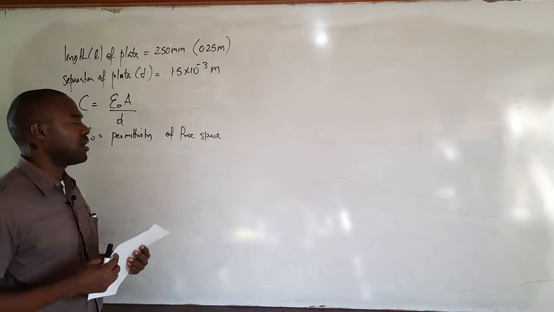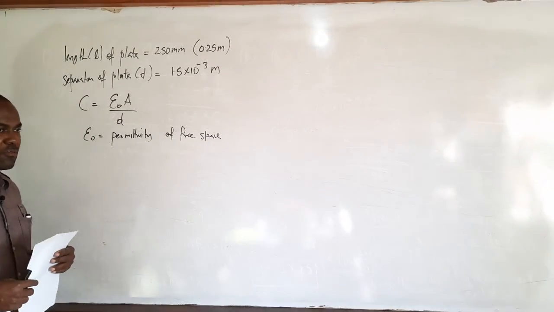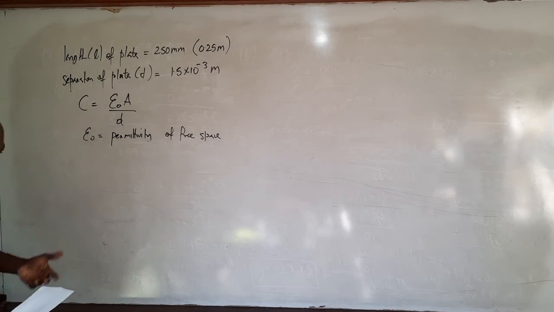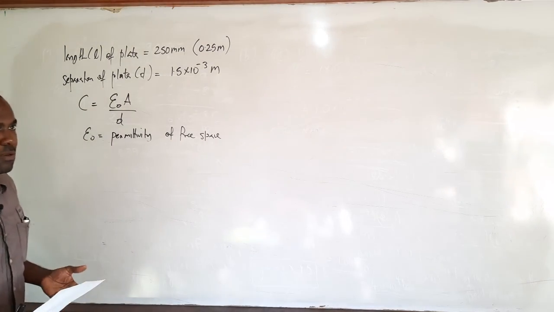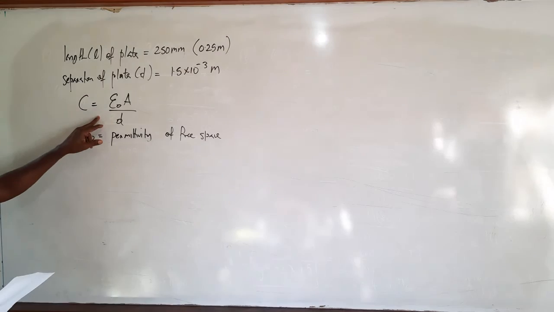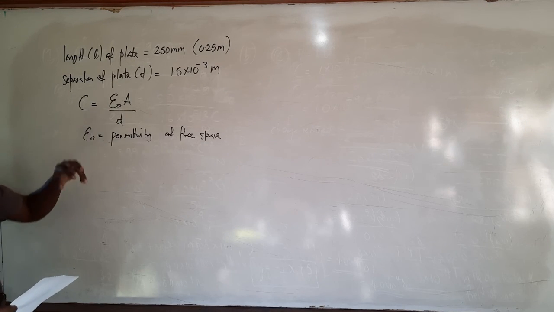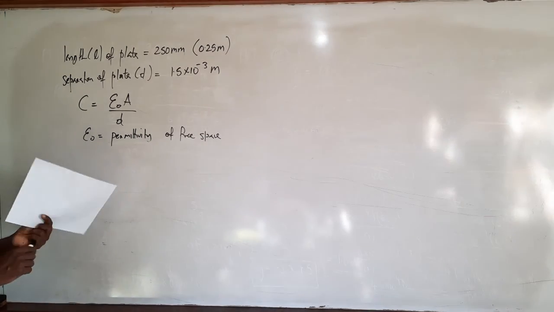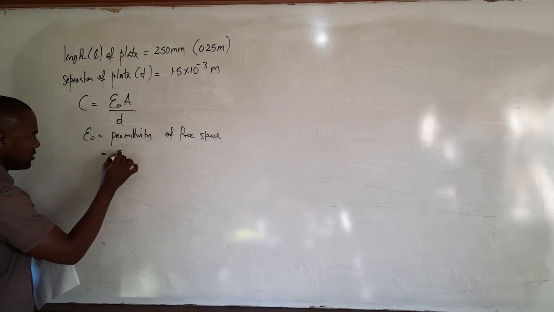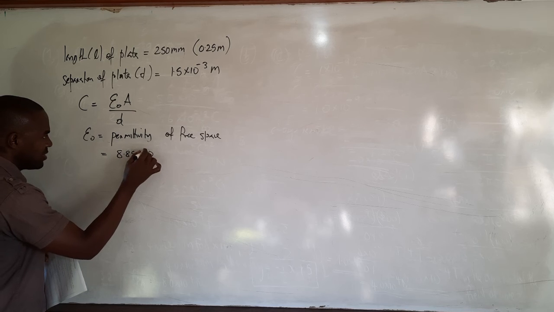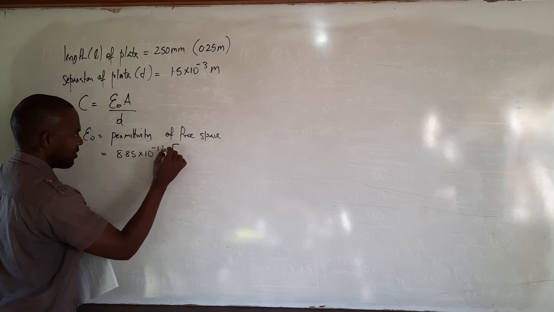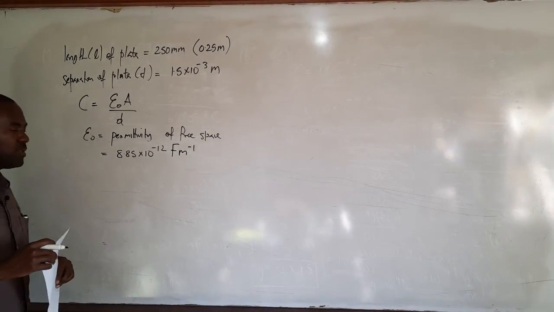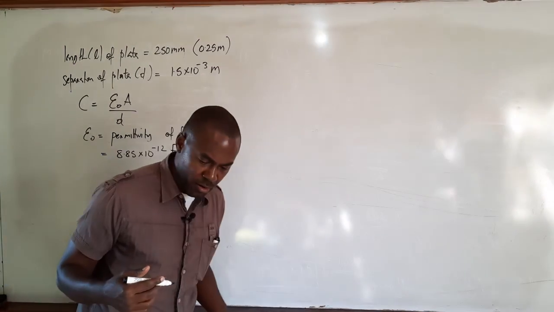Now, when it comes to a parallel plate capacitor, where the area of the plates is A and the separation is D, and there's air between the plates of the capacitor, then the formula for the capacitance is given as C equals epsilon naught A over D, where of course epsilon naught is the permittivity of free space and has the value 8.85 times 10 to the minus 12 farads per meter. Good?